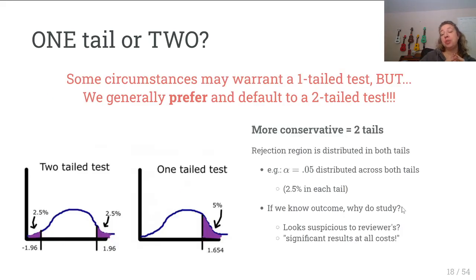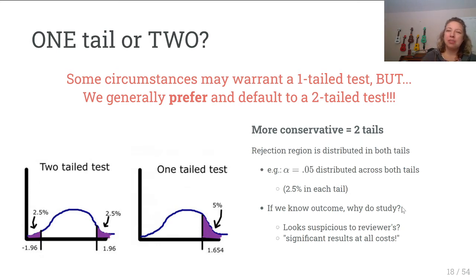So when should we use a one-tail test? When should we use two? Well, there are some circumstances that warrant a one-tail test. Often this is used if we're doing a replication study where there is already evidence that it's clearly going to be in a certain direction, and we just are trying to replicate or show that, yes, that is the case.